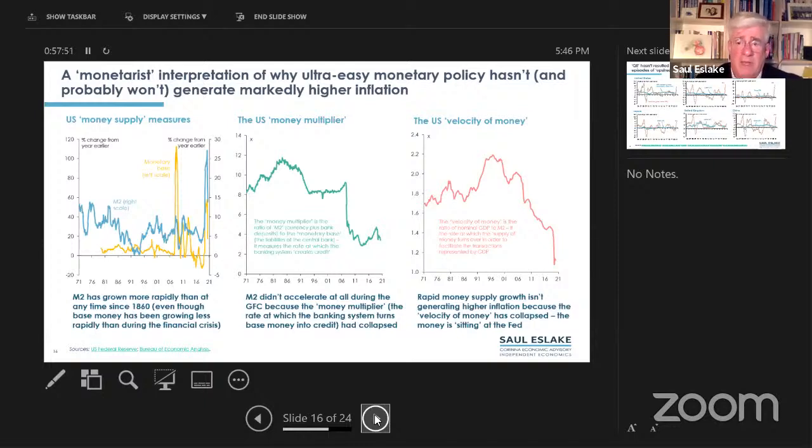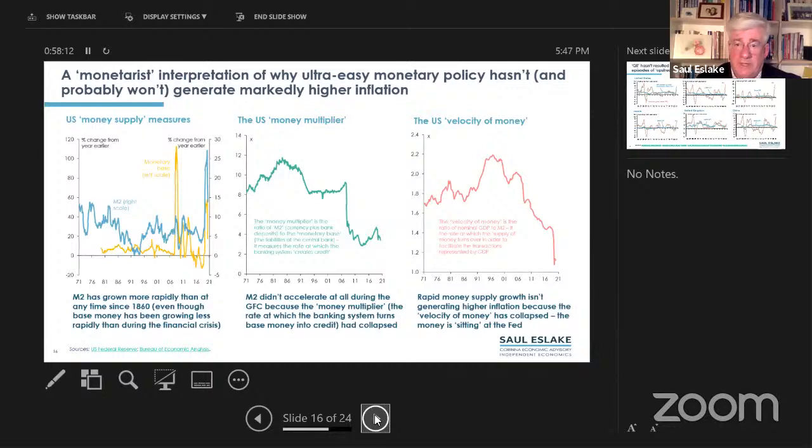Now, the velocity of money had been heading down since the early 1990s. The velocity of money is the speed with which the stock of money turns over in order to finance all of the transactions that make up gross domestic product, or GDP. That had been declining steadily through the 1990s, but it fell like a rock with the onset of the pandemic.